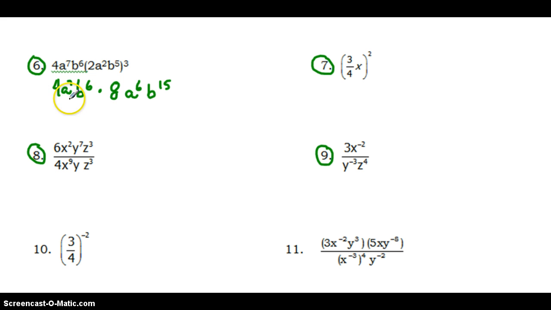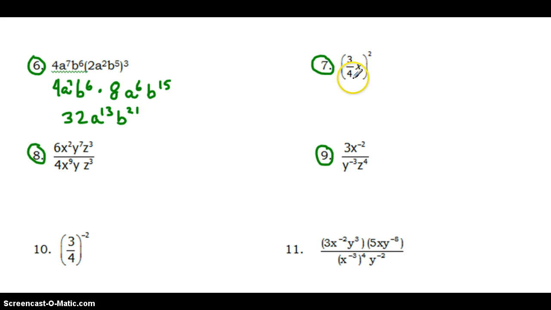And now we have 2 terms being multiplied by each other. So again, we're going to look for the same base. So 4 times 8 would be 32. And then a to the 7 times a to the 6. So here again we'd add the exponents. We have the same base and we're multiplying the same base. So we have a to the 13, and then b to the 6 times b to the 15. We'd add the 6 plus 15, so that would be 21.